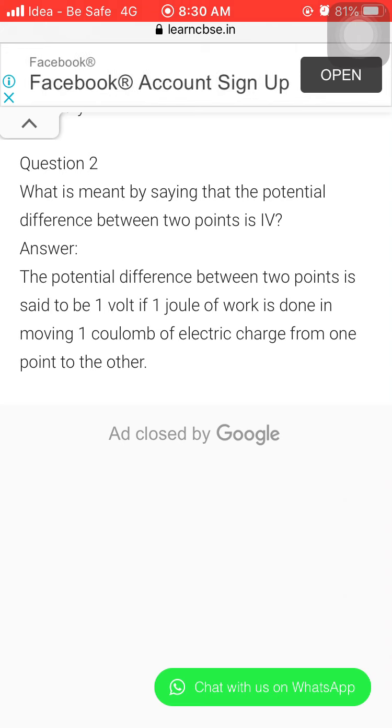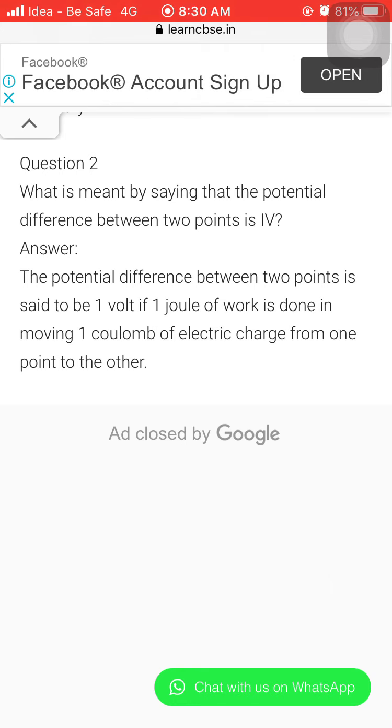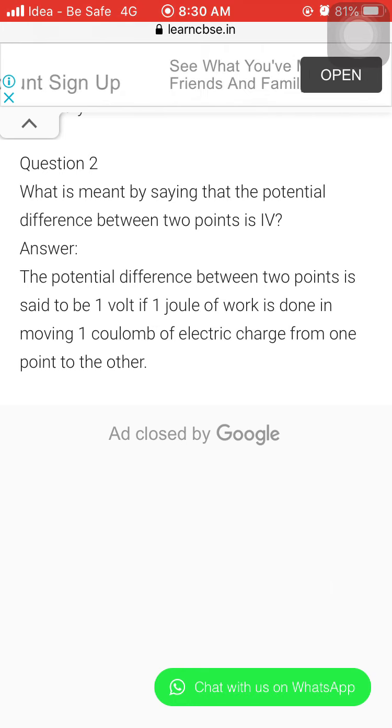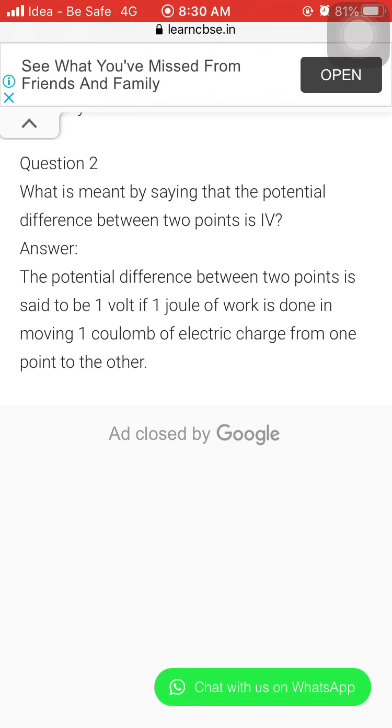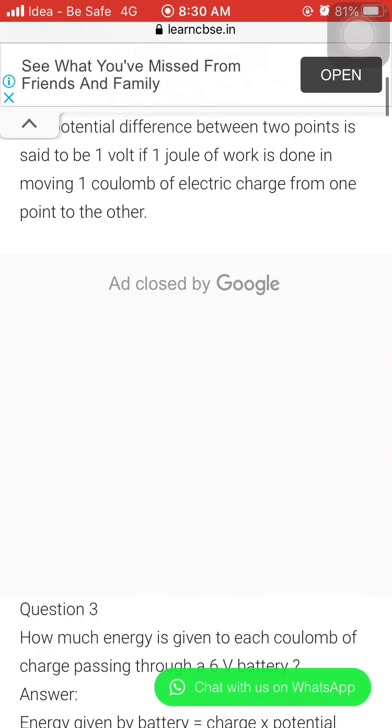Now next question, what is meant by saying that the potential difference between 2 points is 1 volt? So the answer is, the potential difference between 2 points is said to be 1 volt, if 1 joule of work is done in moving 1 coulomb of electric charge from one point to the other. So basically it is the amount of work done in moving a unit charge from one point to the other, or between 2 points.